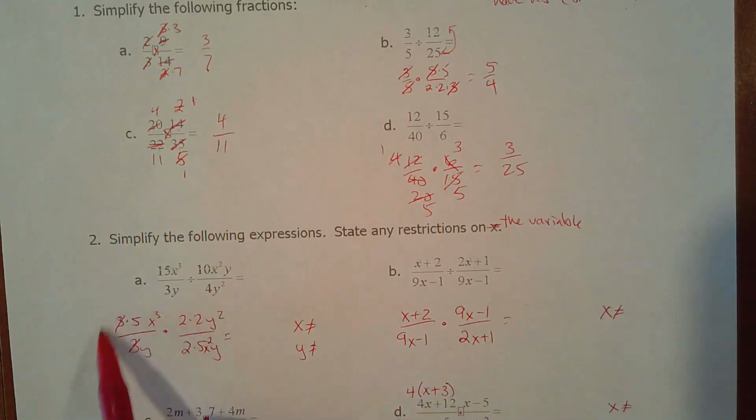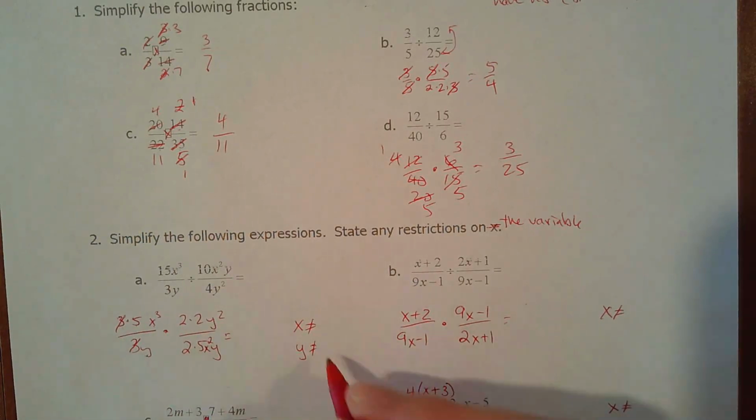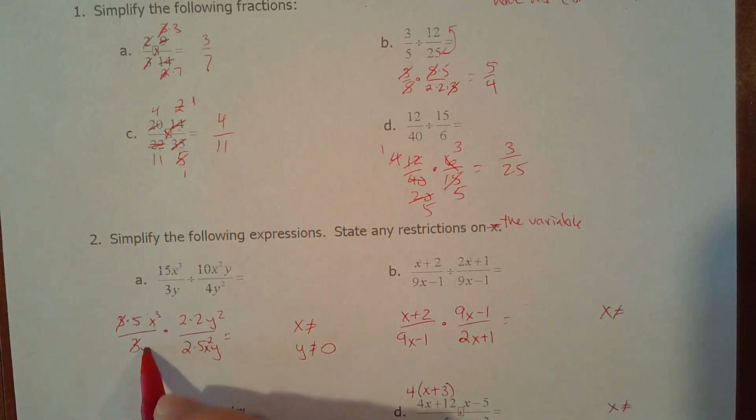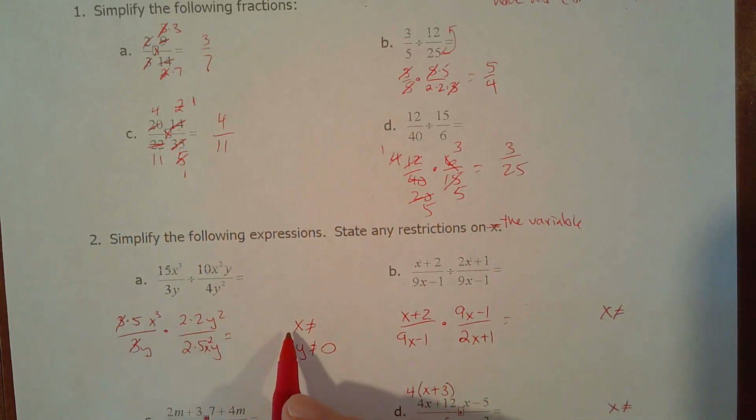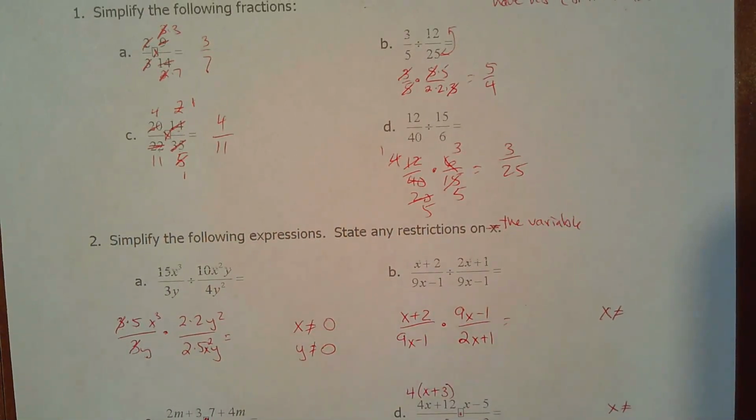As this is written, there's a way that y can make the bottom equal 0, and that's if y was 0. If I plugged a 0 in, this would become 0, and the whole bottom would be 0. Also, x is right here, so x cannot be 0 either. So I am going to do my restrictions before I cancel. That's going to make life a whole lot easier.